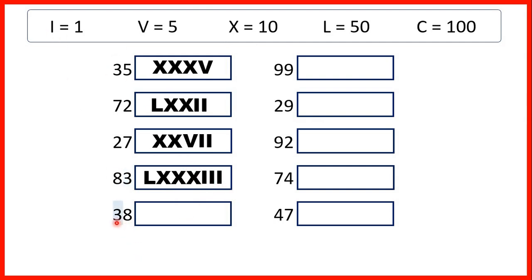For 38, 30 is 3 X's. Then 8 is 5 and then 3 1s, so V and then 3 I's.